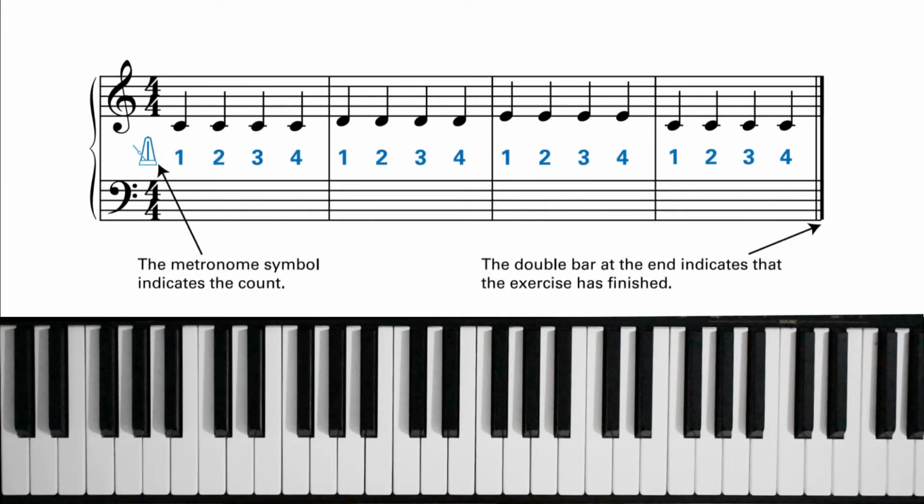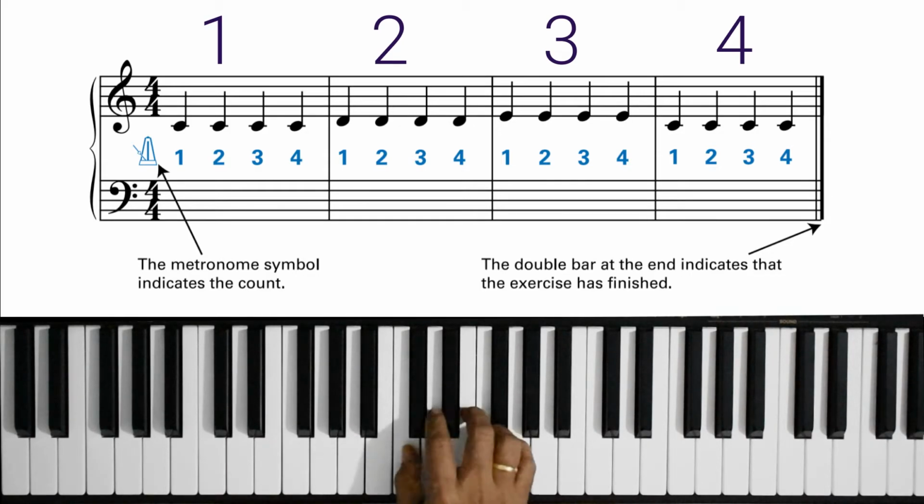Let's look at exercise number 1. In this exercise, we have 4 measures. Measure 1 has 4 middle Cs, measure 2 has 4 middle Ds, measure 3 has 4 middle Es, and measure 4 has 4 middle Cs. So let's play that. 1, 1, 1, 1, 1, 1, 1, 1, 1, 1, 1, 1, 1, 1, 1, 1.